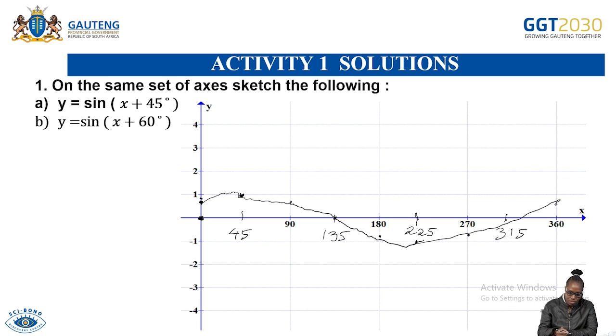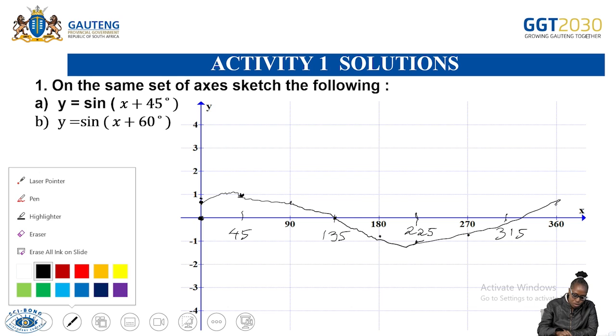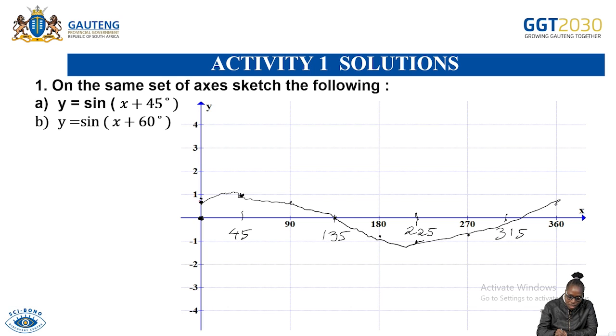0.9. Let me use a different color so that you can see. I have this one. Remember, I said it's y equal to sin(x + 45). That is the black one. Now, the red one that I'm going to plot is y equal to sin(x + 60).